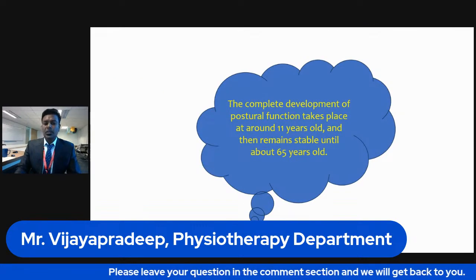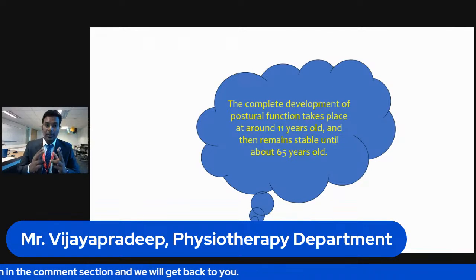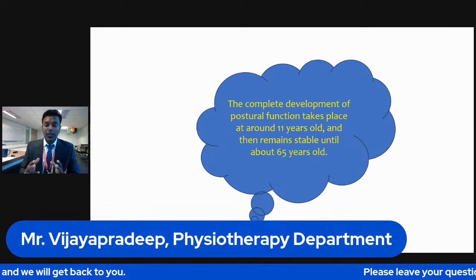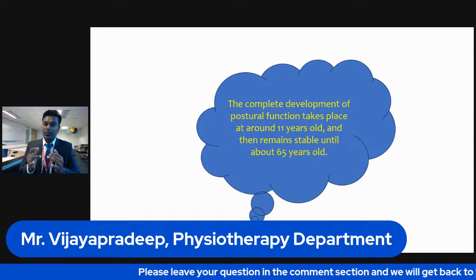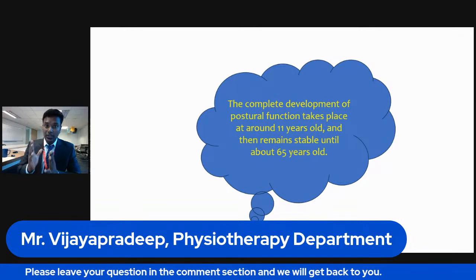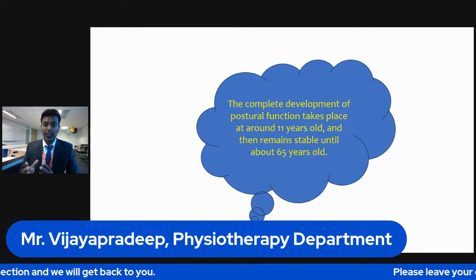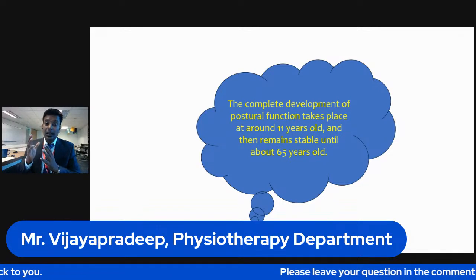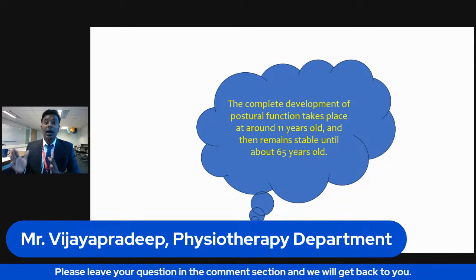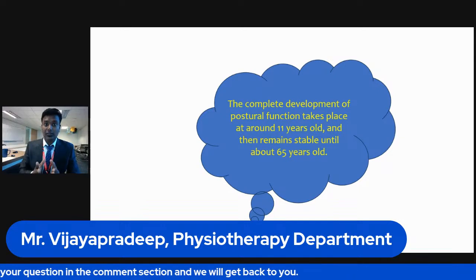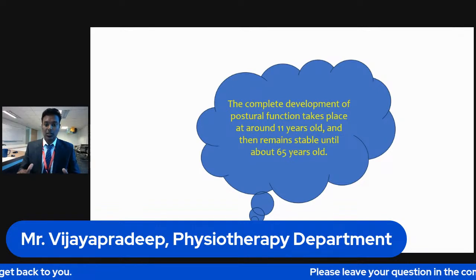The complete development of the postural function takes place around 11 years of age. So every person, when they are born, the complete maturation of these curvatures will take place by 11 years of age. From 6 years, the curvatures will start to develop, and after that they will get stronger, and the postural function of the person will be established from 11 years of age, and that will be stable unless any damage occurs to the person. Till the age of 65 years, it will be the same postural function.